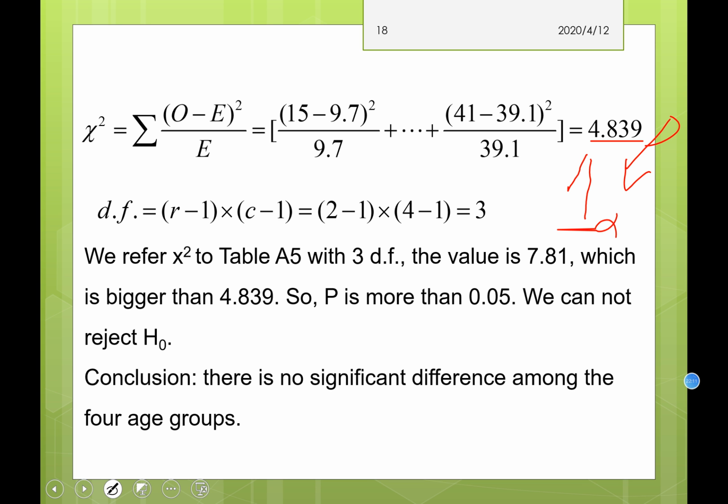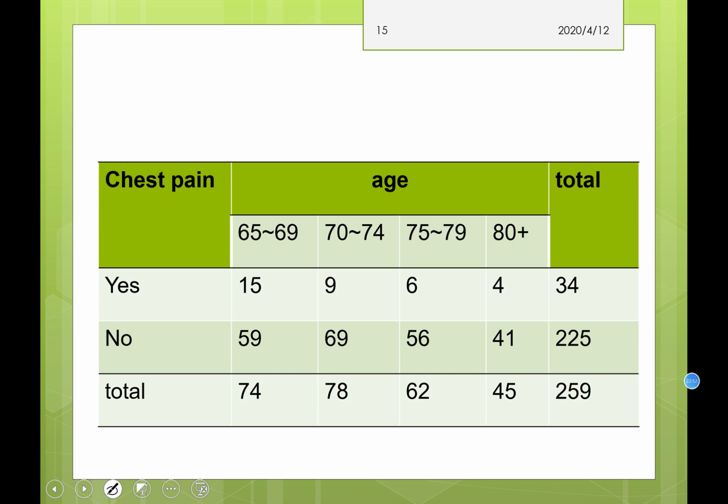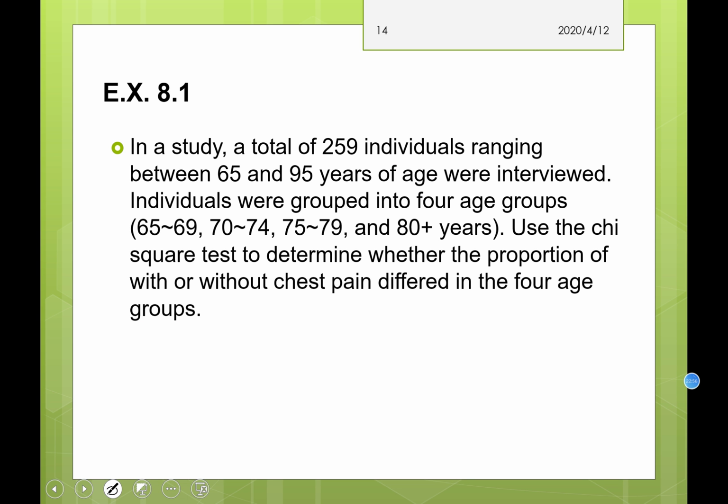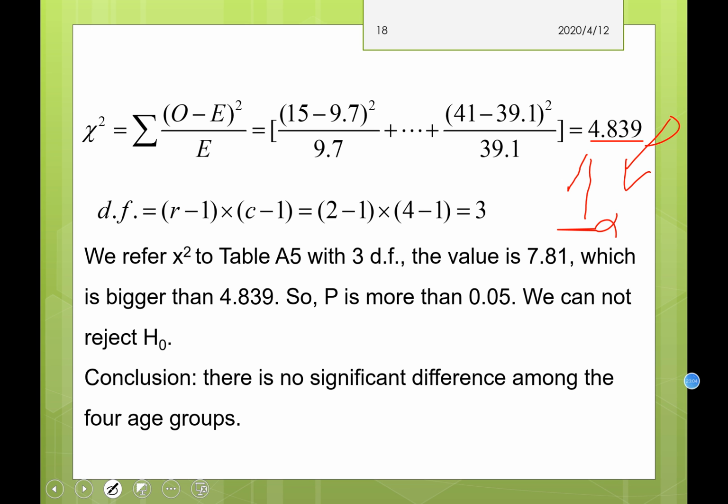Okay, so the conclusion, because we don't reject H0, is that there is no significant difference among the 4 H groups. But I think this conclusion is not exactly correct. I think it should be said there is no significant difference of the 4 H groups between the two groups, and the two groups mean yes and no, with or without chest pain. Okay, so this is the chi-square test for R times C contingency table.